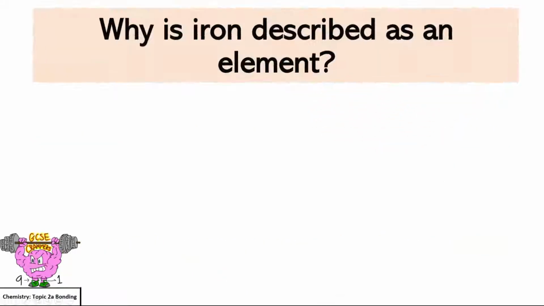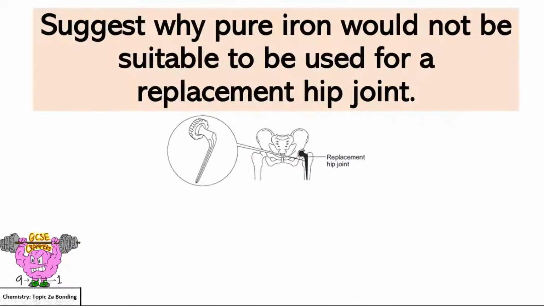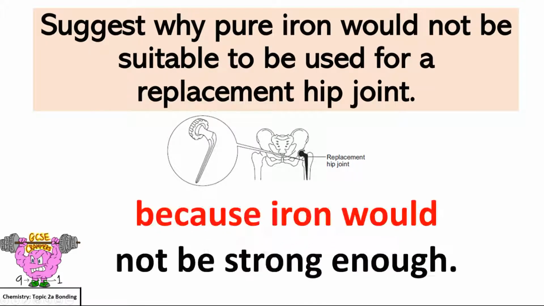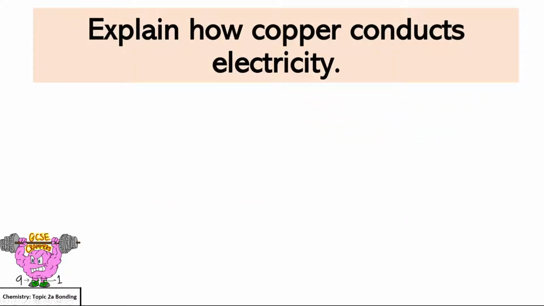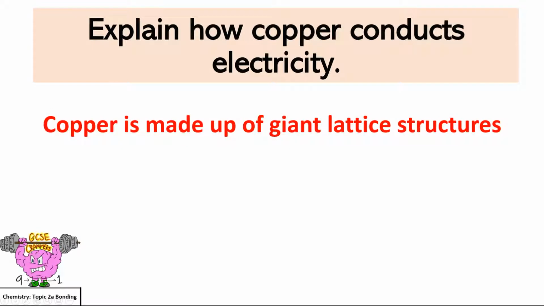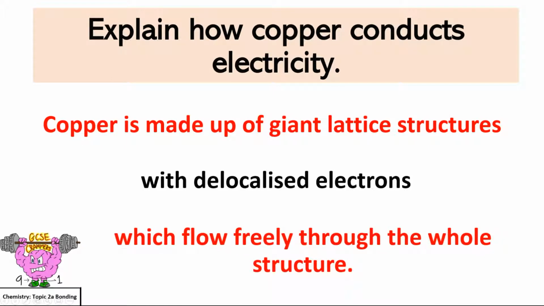Why is iron described as an element? Because iron is made up of only one type of atom. Suggest why pure iron would not be suitable to be used for a replacement hip joint. Because iron would not be strong enough. Explain how copper conducts electricity. Copper is made up of giant lattice structures with delocalized electrons, which flow freely through the whole structure.